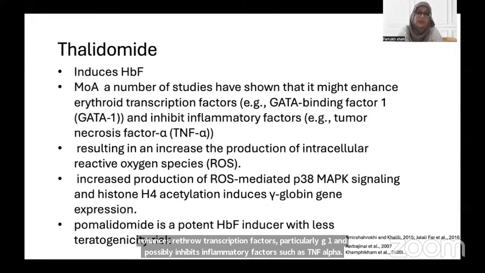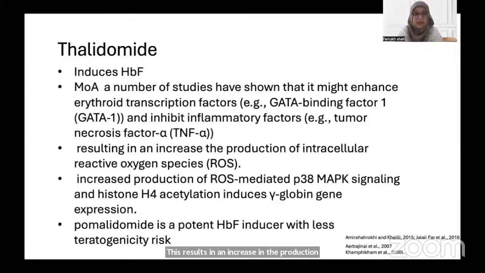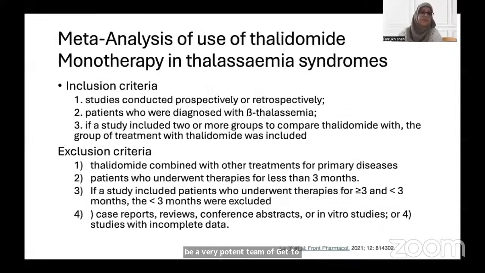This results in an increase in the production of intracellular reactive oxygen species, and increased production of ROS causes ROS-mediated p38 MAP kinase signaling and histone acetylation, which induces gamma globin gene expression. Interestingly, pomalidomide has recently been shown to be a very potent hemoglobin F inducer with less heterogeneity risk. So this is a meta-analysis of thalidomide as monotherapy.